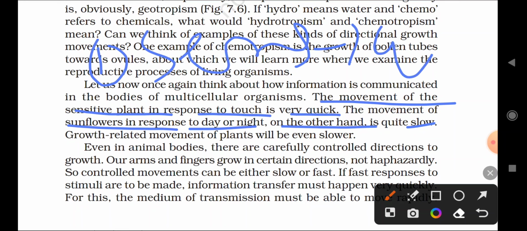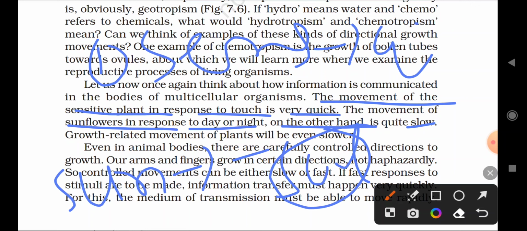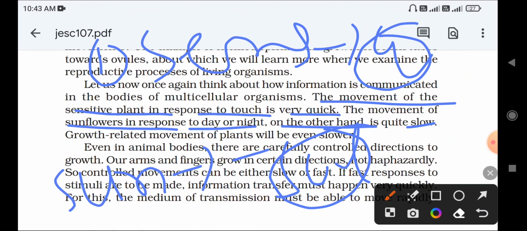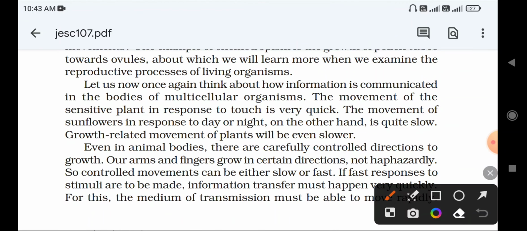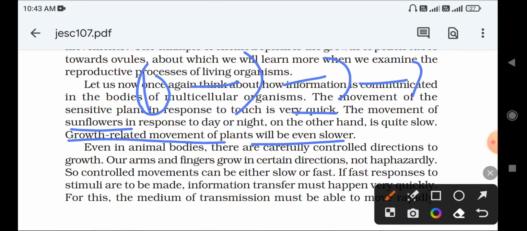We already discussed that the movement of the sensitive plant is very quick. But some movement is slow: the direction of the sunflower changes with the direction of sunlight, correct. So that movement is very slow. Some movement is very slow, some very quick. How is it possible? Some plants show a very quick response, like the sensitive plant; some show very slow movement, like the sunflower. Growth-related movement of a plant is even slower. So growth-related movements are even slower, and some movements are very quick while some are very slow.